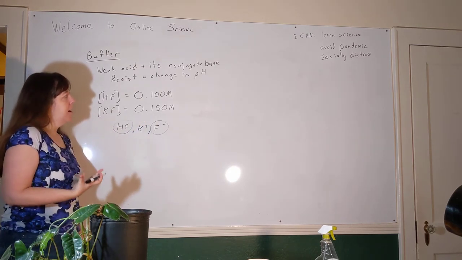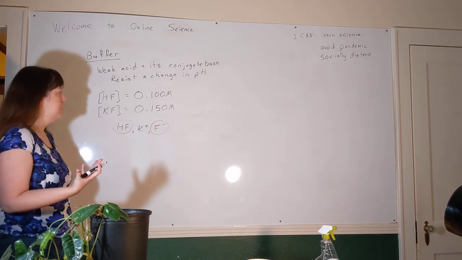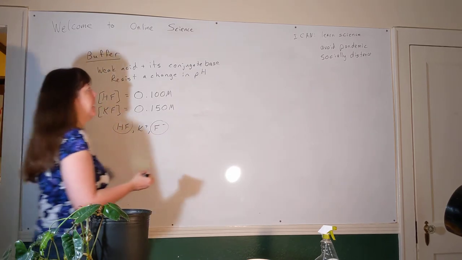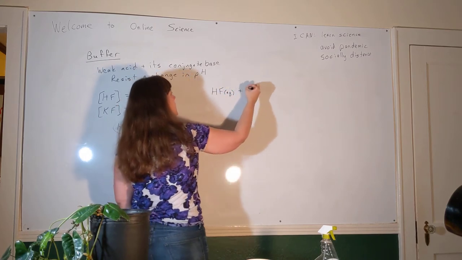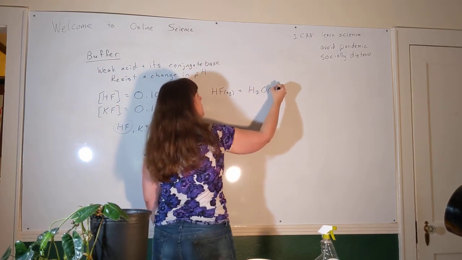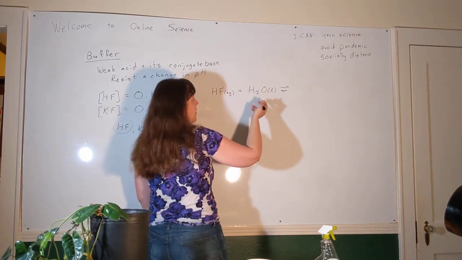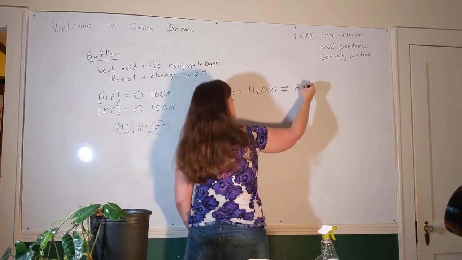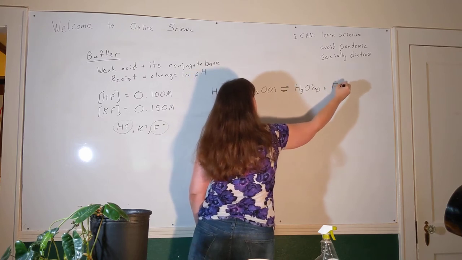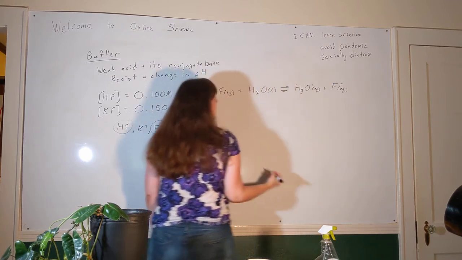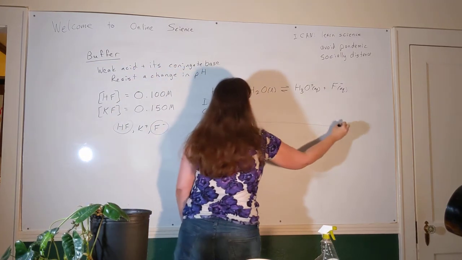We're trying to figure out how much of that we're going to have at equilibrium, and we're going to try to figure out what the pH of the solution is. So we're going to write the acid reaction for HF. HF plus H2O. HF is going to act as an acid, which means that it will donate a proton to H2O to make H3O plus. And what's left behind will be the fluoride. So we can set this up with an ICE table, just like we always do.